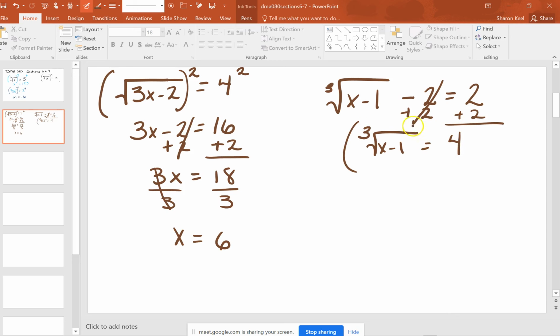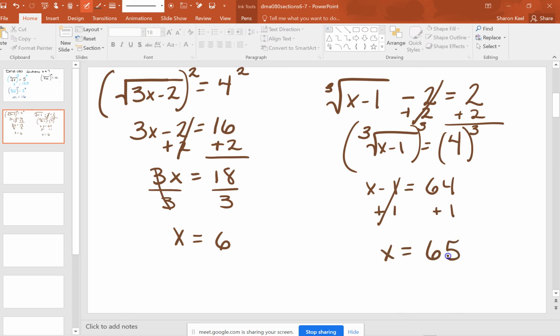Now at this time that the radical is isolated alone, I can raise this to the power of 3. On the left side, the x minus 1 now comes out. 4 to the third power will give us 64. And then in my last step, I'm going to move my 1 to the other side, and my x is equal to 65. If I plug 65 into this equation, 65 minus 1 is 64, and the cube root of 64 is going to give me the value of 2. So that does check to give me a correct answer.